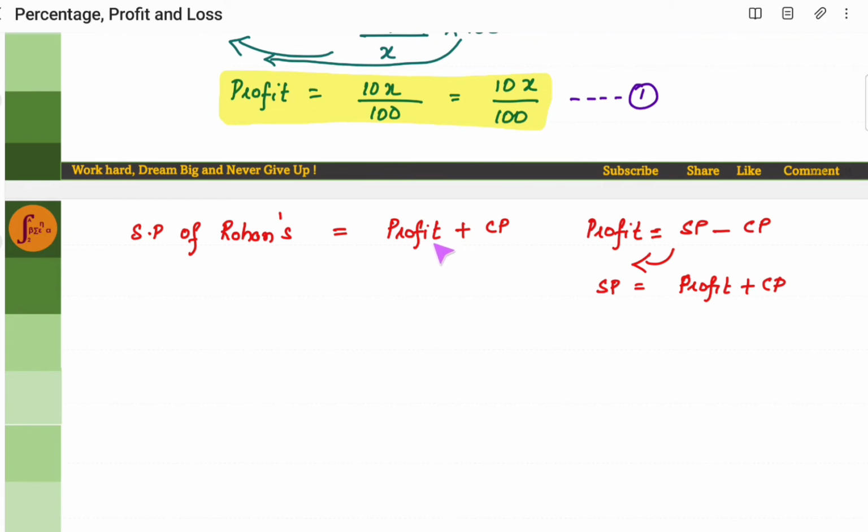So this is what I'm using here. Selling price is equal to profit plus cost price. Profit is 10x by 100. We got 10x by 100 as profit, plus cost price. Cost price, we assumed it to be x, right?